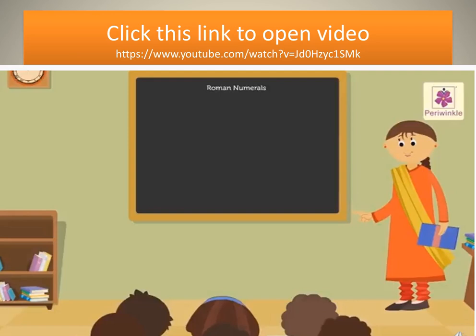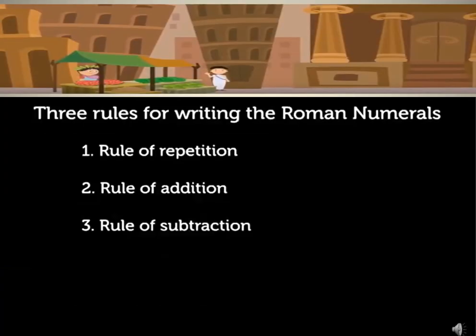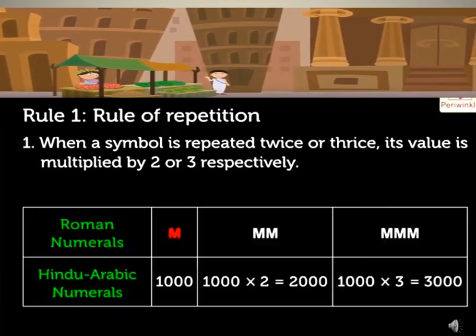Today we are going to learn more about Roman numerals. We need to remember 3 rules while writing Roman numerals. They are rule of repetition, rule of addition, and rule of subtraction. Let us learn each rule one by one. Rule number 1. Rule of repetition. When a symbol is repeated twice or thrice, its value is multiplied by 2 or 3 respectively.